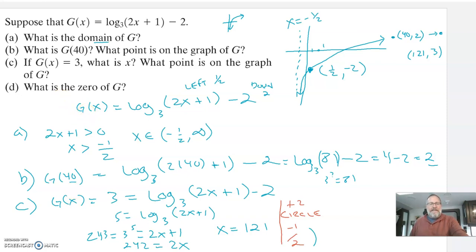By the way, part D there, set it equal to 0. Do the same thing I did right here.